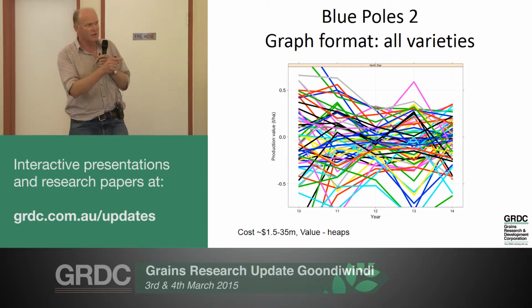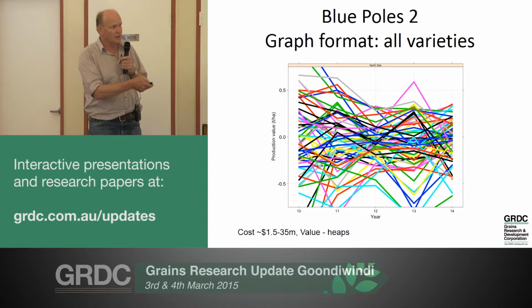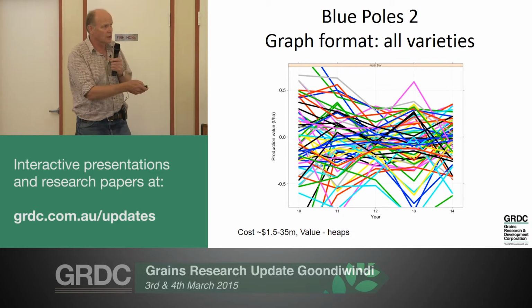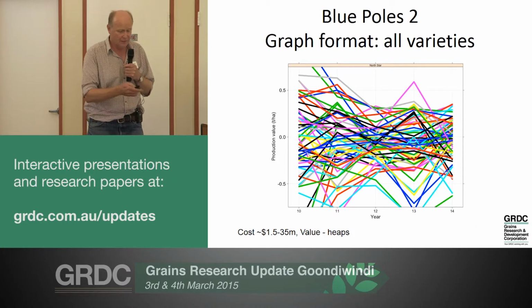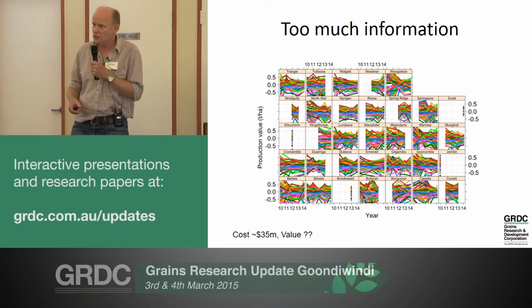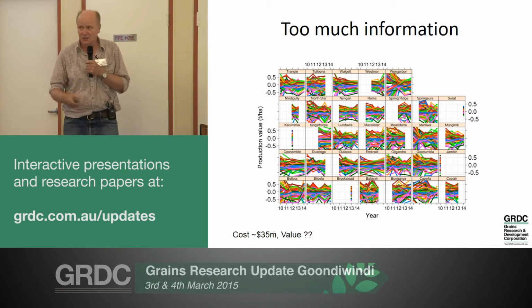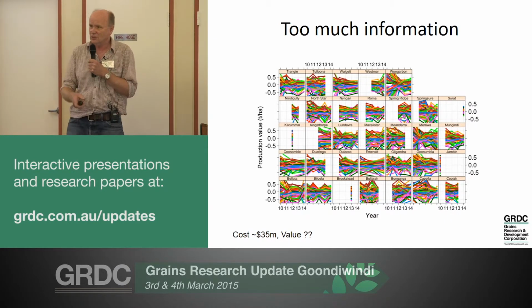This graph has every variety for which we have a yield estimate for North Star in New South Wales, all centred on zero. And the format of this graph is consistent throughout my talk, so I'll explain a bit. They all have plus 0.75 tonne, minus 0.75 tonne, and yield estimates from 2010 to 2014. If you do that for the sites in New South Wales and Queensland, you get a lot of information. You have to actually reduce that to make some sense of it.